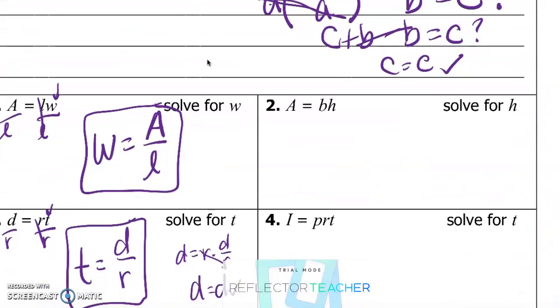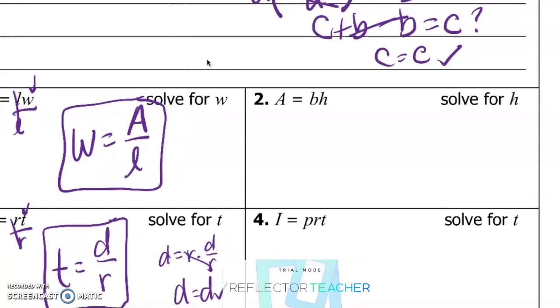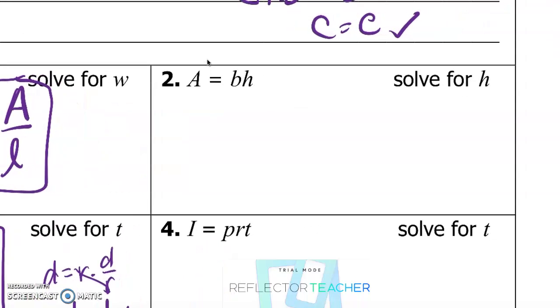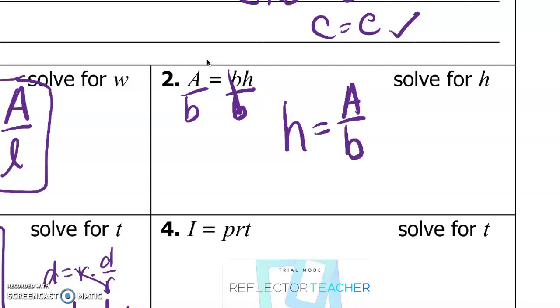So starting with number 2, we need to get h by itself. So ask yourself what's happening to h. It is being multiplied by b. So to undo multiplying by b, we need to divide by b. That gets that to cancel out. H equals a over b. And that's it.